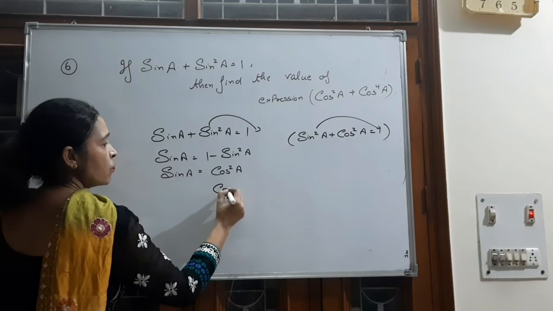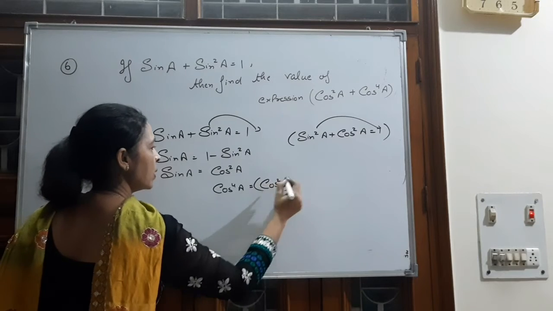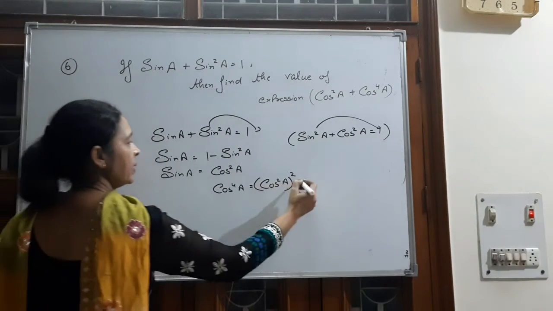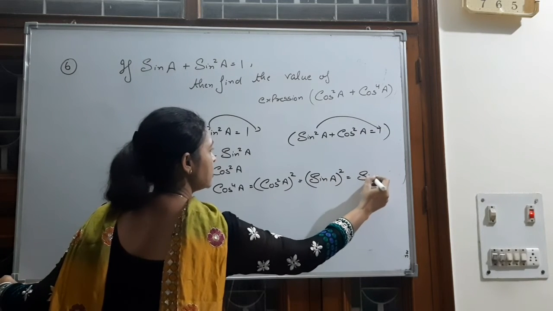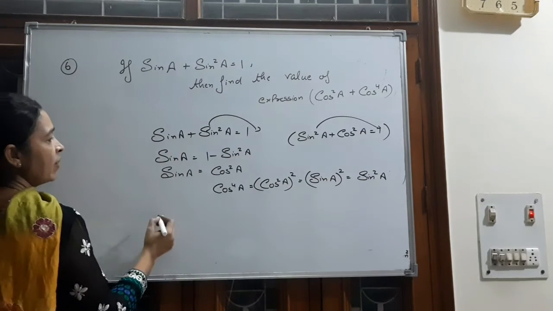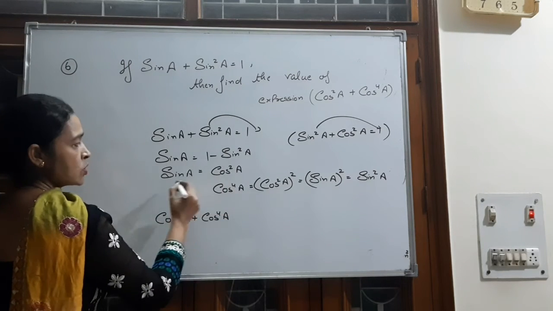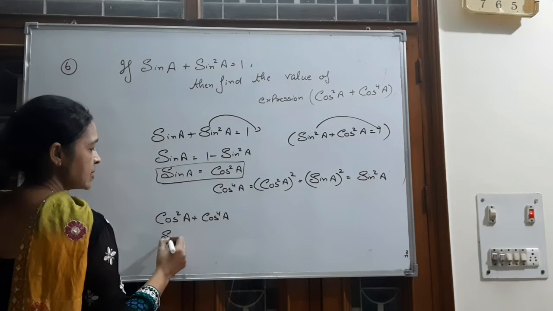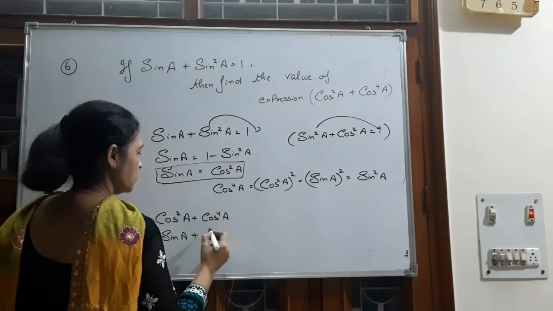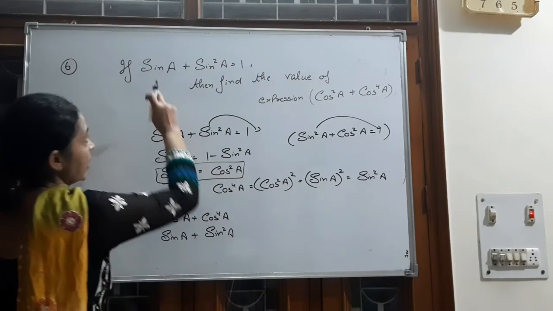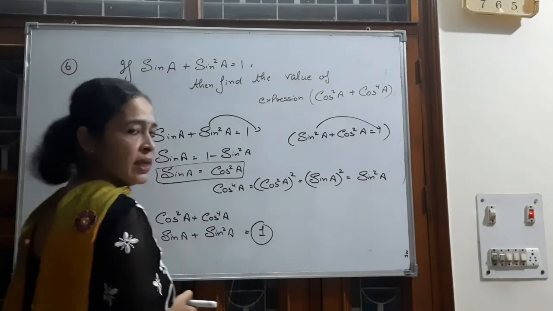What about cos 4A? Cos 4A can be written as cos square A whole square. And what is cos square A? Sin A, so the whole square is sin square A. Now what we have to find is the value of cos square A plus cos 4A. Cos square A is sin A, plus cos 4A is sin square A, and sin A plus sin square A is equal to 1. Therefore, the answer of this expression is 1.